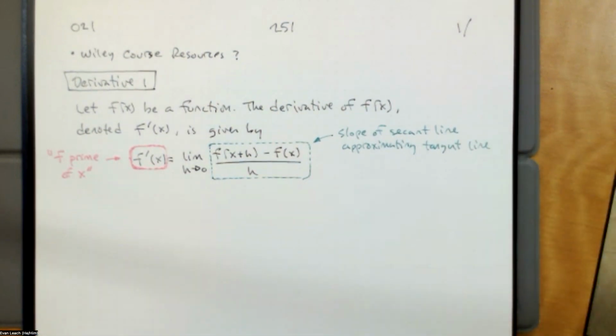That's the slope of the secant line approximating the slope of the tangent line. We're choosing a point nearby, h units away. So the top is f of x plus h minus f of x. That's delta y. And the bottom is h. That's the delta x.